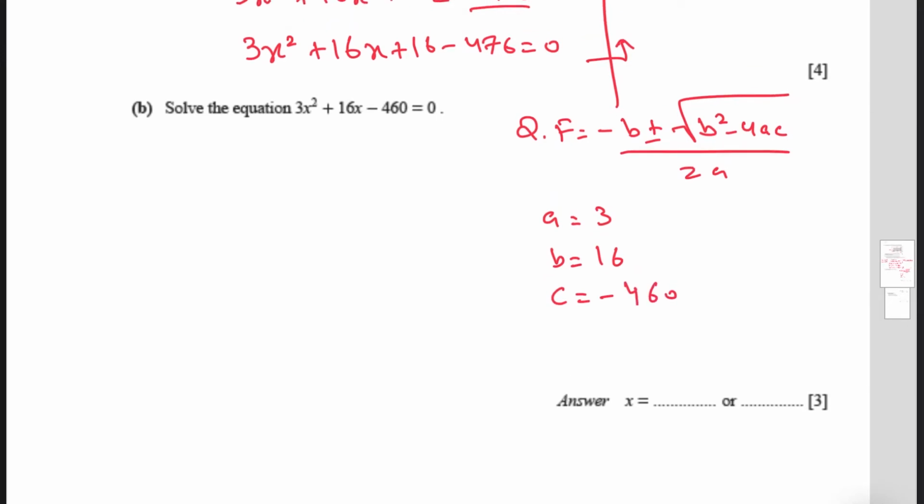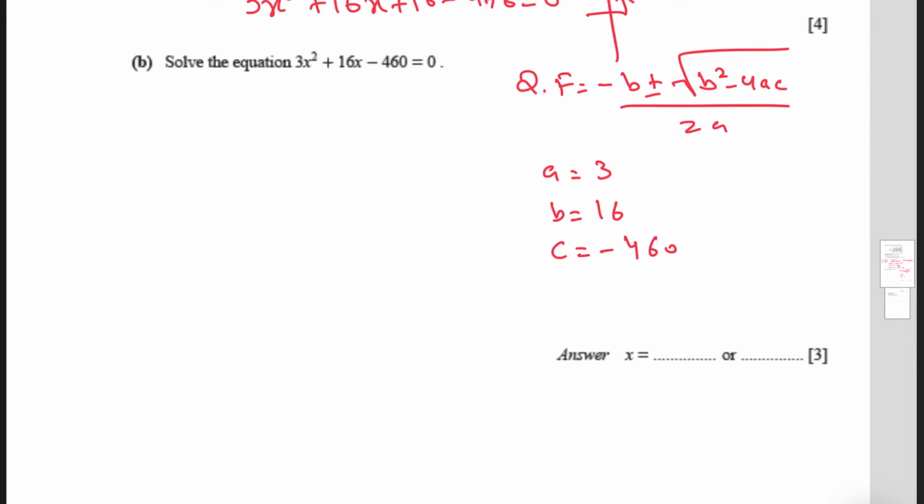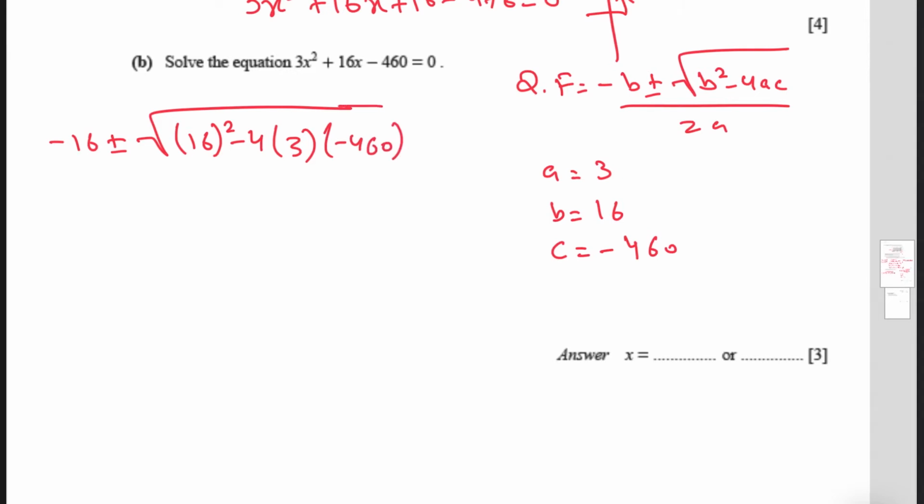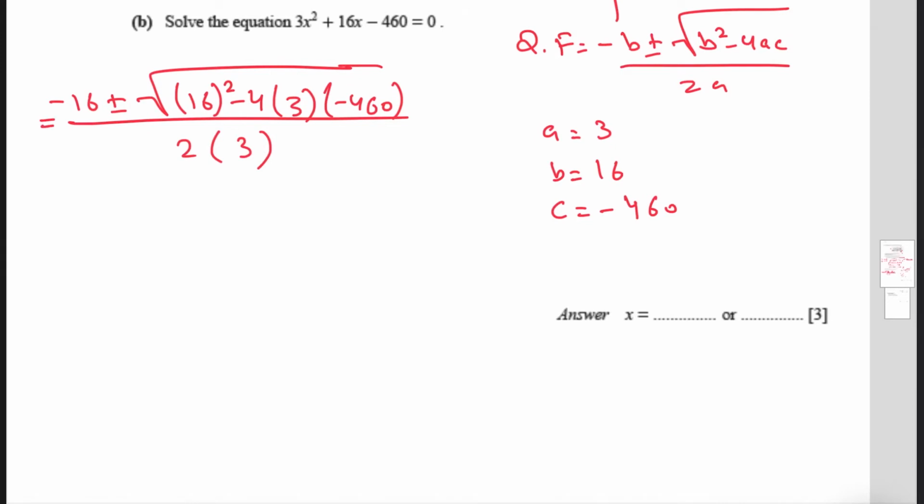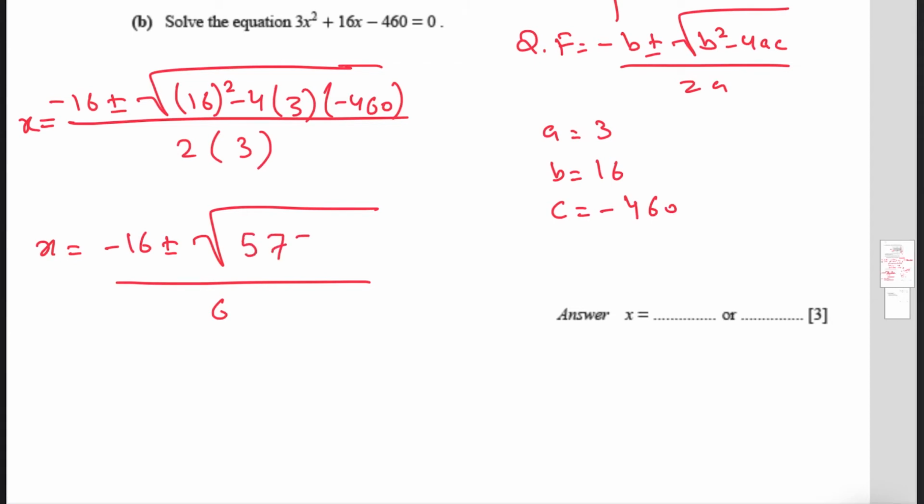Okay, let's plug these values into the formula. So negative b means it's going to be negative 16 plus minus under root 16 square minus 4 times 3 times negative 460 over 2 times a, which is 3. Okay, so when you simplify this, these are the values of x. So x would be equal to negative 16 plus minus under root, let's solve this, and this is over 6. So what you get is 16 square minus 4 times 3 times negative 460, which gives you 5776.